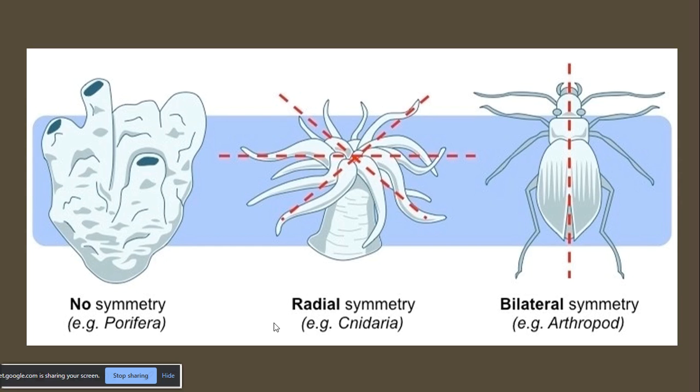Then we are talking about symmetry. This is a picture of a sponge. You cannot divide it. Symmetry is how you divide the organism. Then you have a cnidarian or these corals. You can divide it here. If you divide it from this plane where my mouse is moving, you can divide it into one half here and one half here.